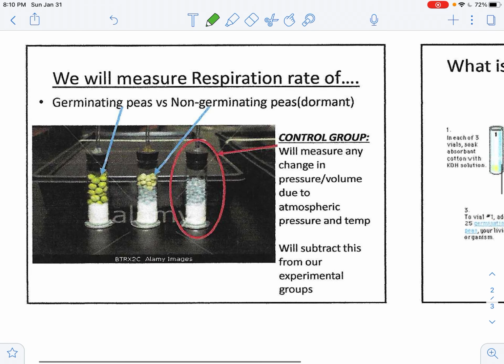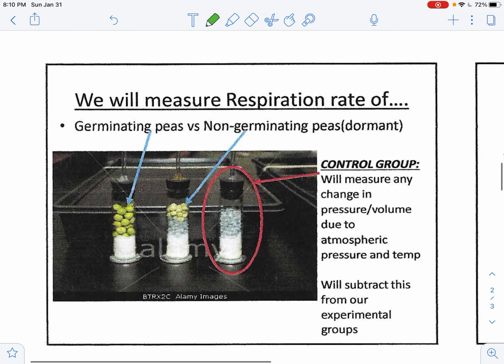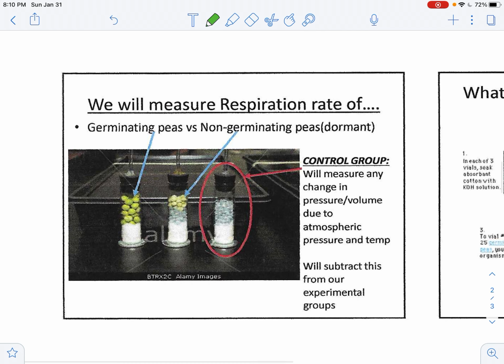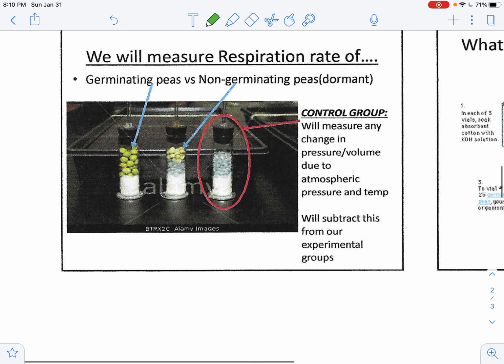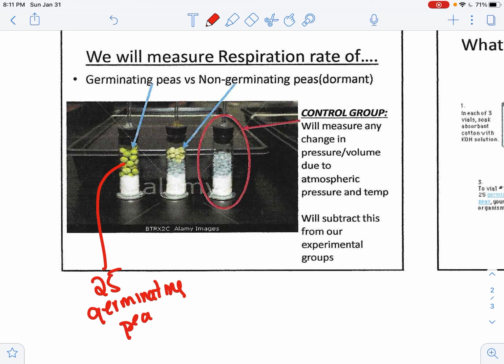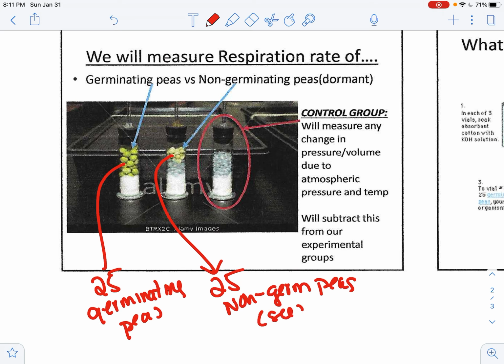All right, here's the setup. Again, like I said, instead of a cricket, we're going to set this up with peas. And you can see here, they go through this with you, but they put basically 25 peas. I think he might say 15, but whatever. So we put 25 germinating peas in the one vial or respirometer, and then we put 25 non-germinating peas, which essentially are seeds, and they're dormant.